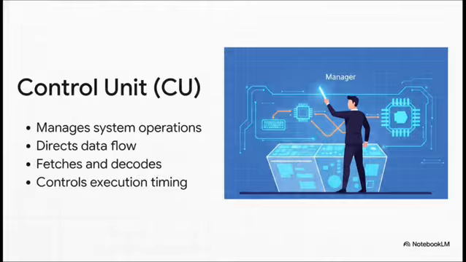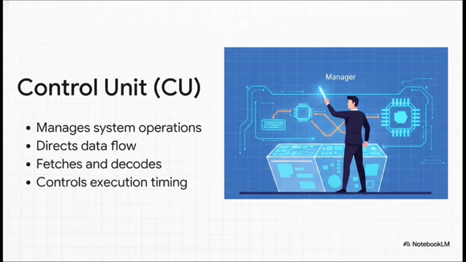This is the control unit, or the CU. Now, the control unit manages and controls all the operations of the computer system. But here's the catch. It doesn't actually do the math itself. Instead, it's directing the flow of data between the CPU, the memory, and your input and output devices. It fetches instructions, decodes them so the system actually understands what needs to be done, and perfectly controls the timing and execution of everything.